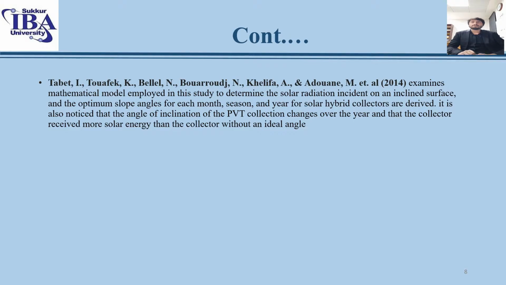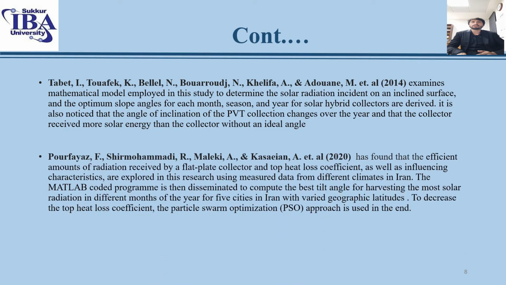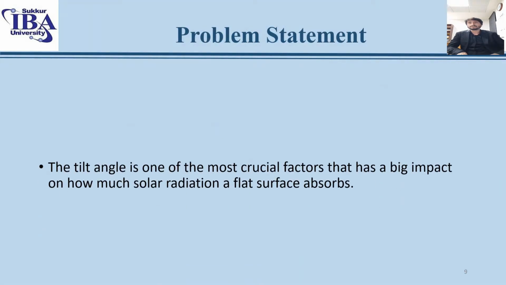Fourth is Tibet I. He worked in 2014 and examined a mathematical model employed in this study to determine the solar radiation incident on inclined surfaces, and the optimum slope angles for each month, season, and year for a solar hybrid collector were derived. It is also noticed that the angle of inclination of the PVT collector changes over the year, and that the collector receives more solar energy than the collector without an ideal angle.